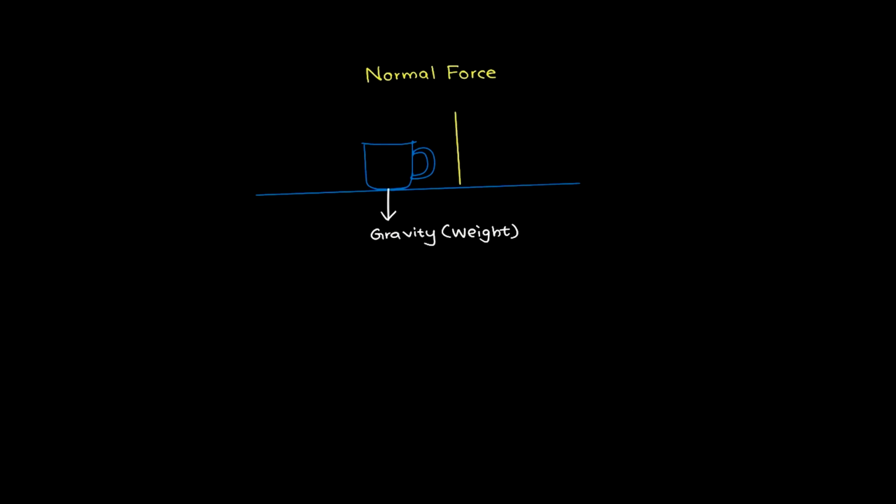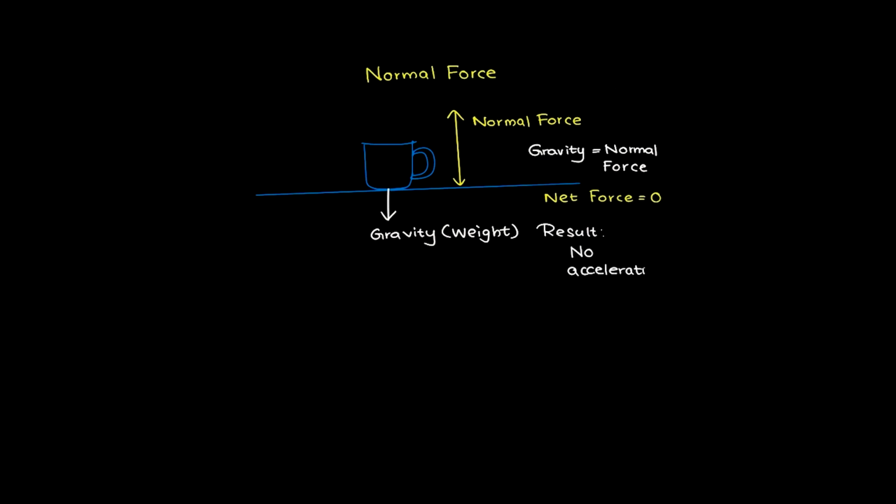A coffee mug sits on a table. Gravity pulls it down. Yet it doesn't fall through the table or float away. Why? Because the table pushes back. This upward push is called the normal force. Normal meaning perpendicular to the surface, not ordinary. The table exerts a force exactly equal to the mug's weight, but in the opposite direction. Gravity down, table up, both equal. The forces balance. Net force equals zero. No acceleration. The mug stays put.